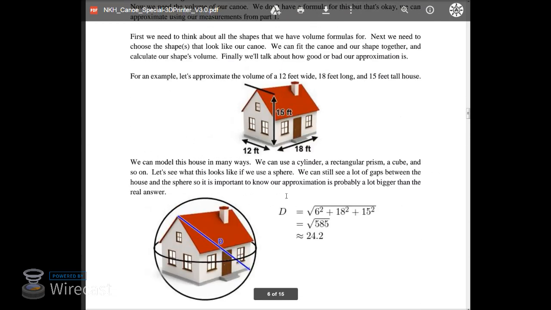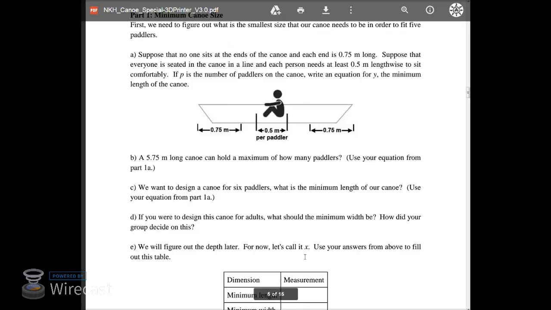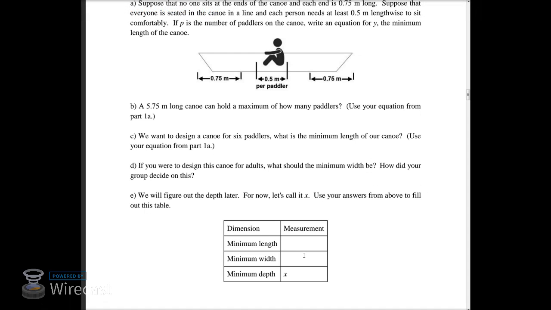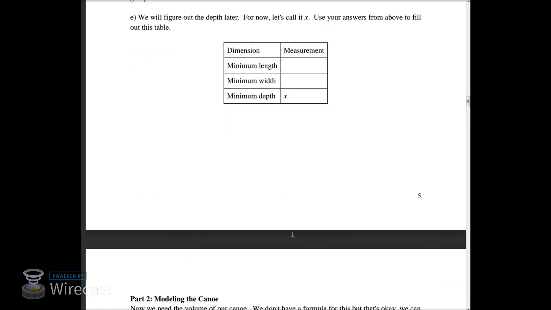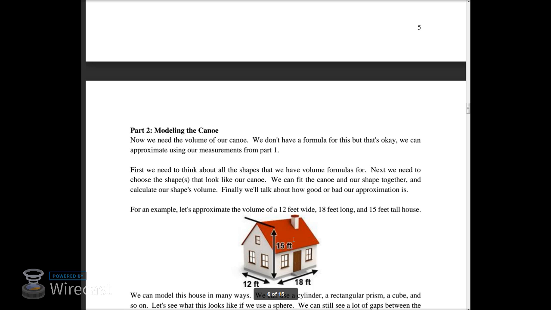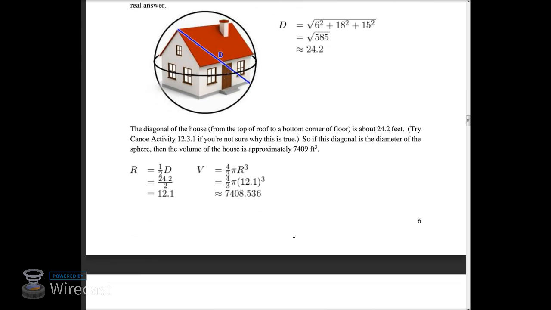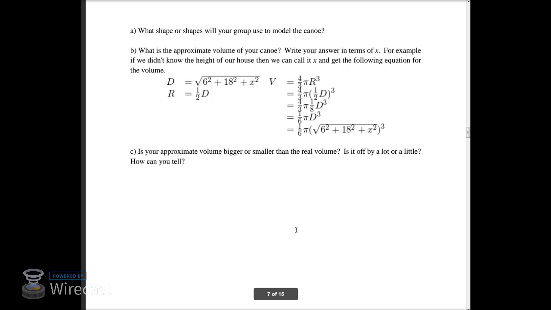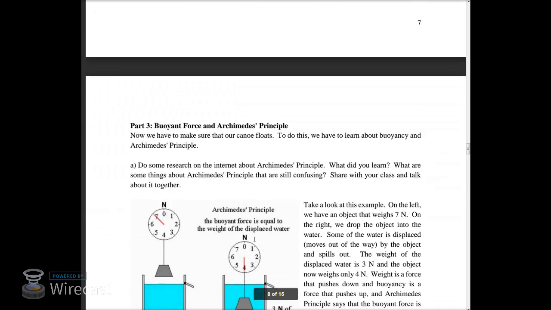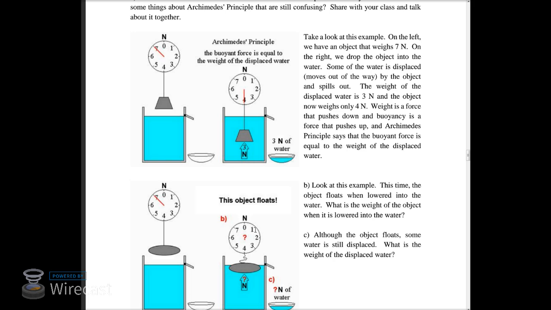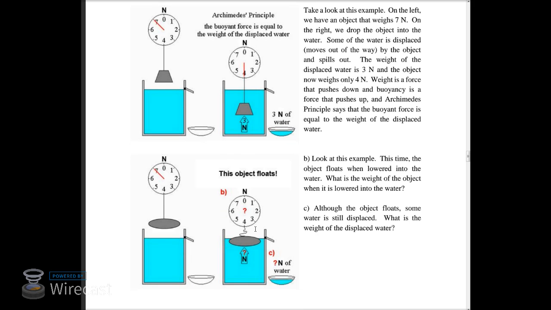Okay. So why did we do this? The first part, we have the minimum dimensions of the canoe, but we're missing the depth. Basically the first part was to tell you how big the canoe has to be in order to have enough room for all the paddlers. The second part is to figure out how big the canoe has to be in order to float. And that's what the x is. We need to figure out how deep the canoe has to be in order to float. But in order to figure that out, we need to understand the physics of floating. And that brings us to Archimedes' principle.